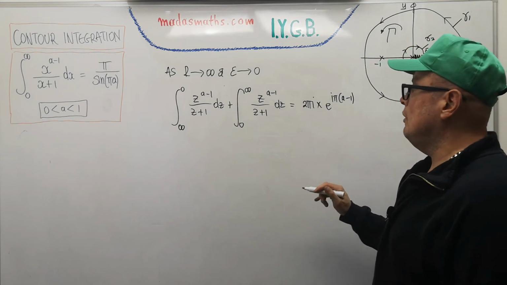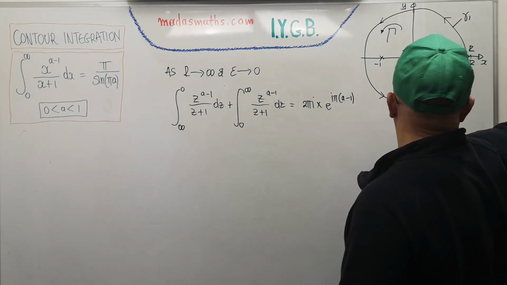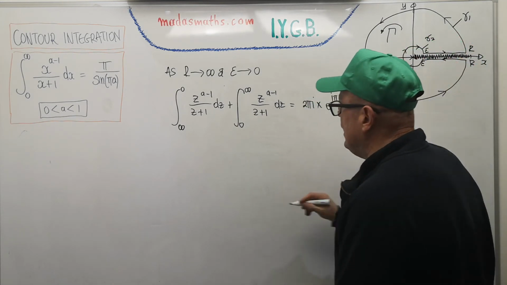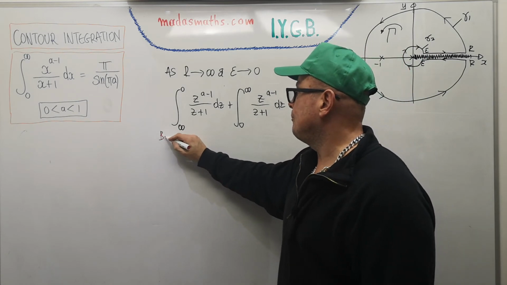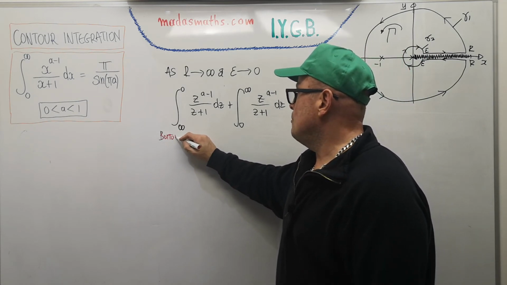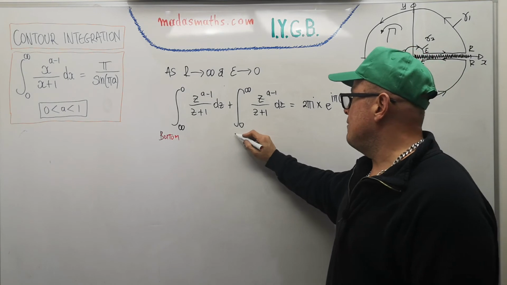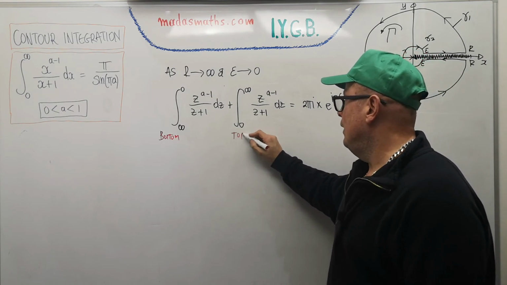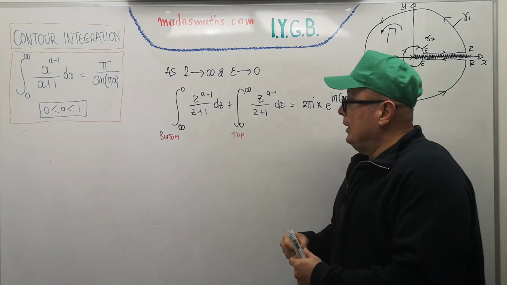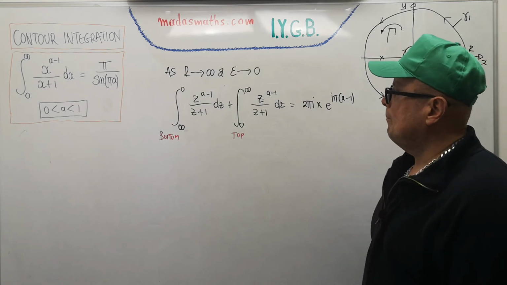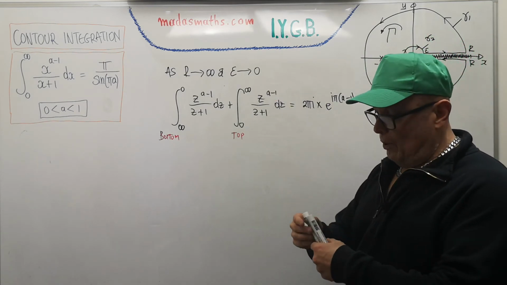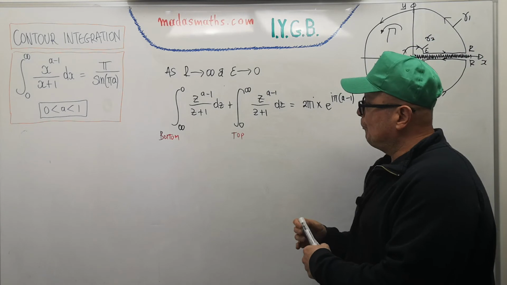So the infinity to 0, where we're going from the far right to the origin, is the one at the bottom. So this is the bottom one. That's the bottom section along the x-axis, and that's above the branch cut. So it's on the top of the branch cut. Okay, let's look at the top one, because the top one is actually the easier of the two.